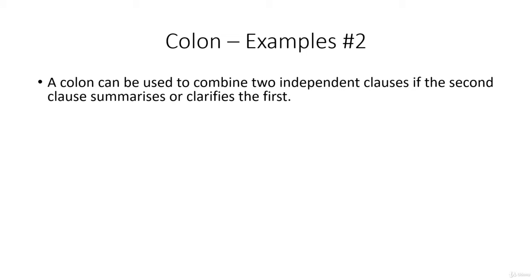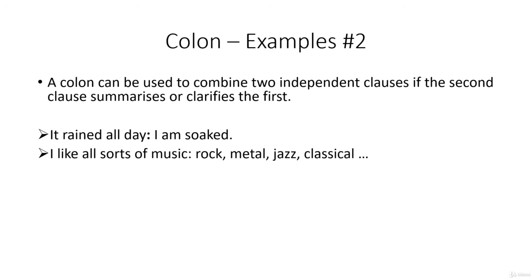And it can be used to combine two independent clauses if the second clause summarizes or clarifies the first. It rained all day: I am soaked. And the colon is between the two because being soaked kind of summarizes or clarifies the fact that it rained all day. Or you can say, I like all sorts of music: rock, metal, jazz, classical. And again that clarifies. It's also a list.